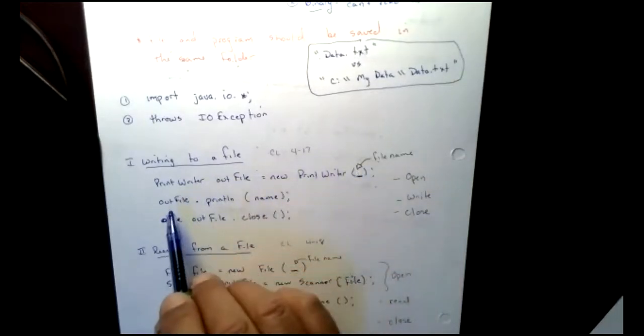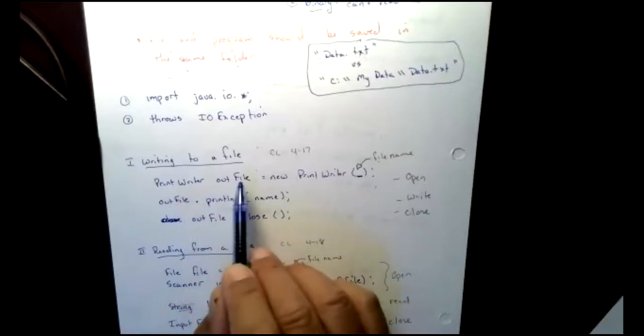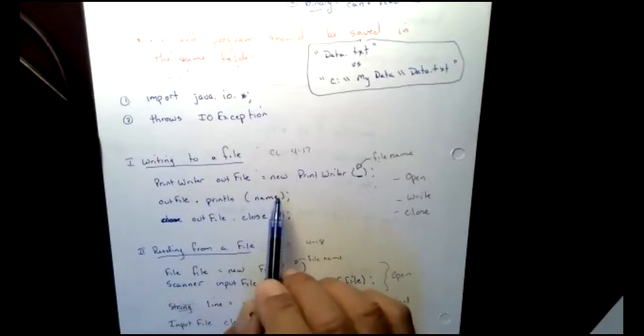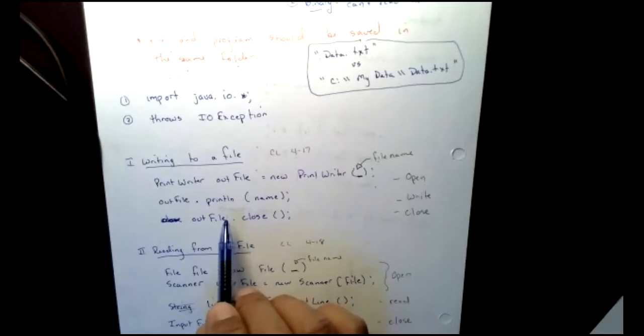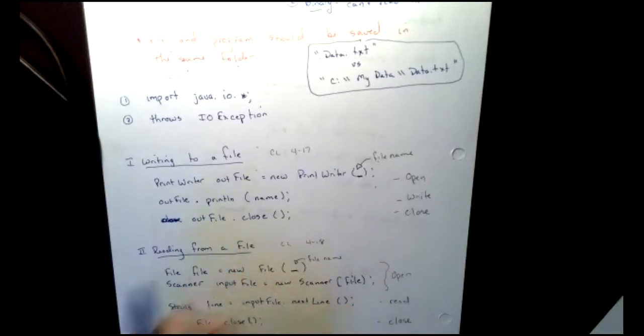I want to write to a file, outFile, which was the name up here, .println, and I can print a name and it would store it in a file. And then finally, the last thing I would want to do is close the file. Okay, you had code listing 417, which was to write to a file.